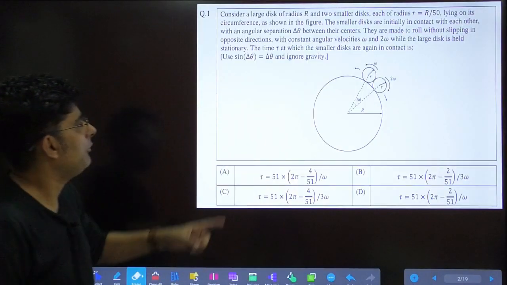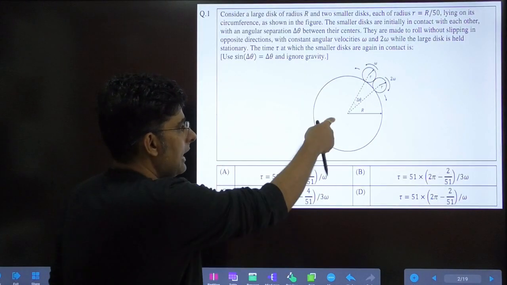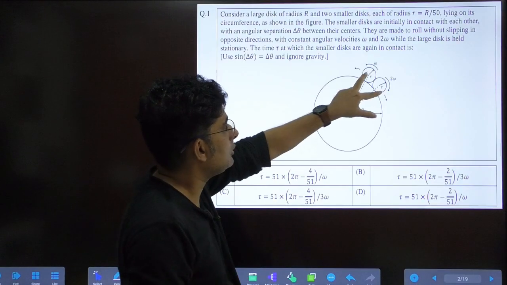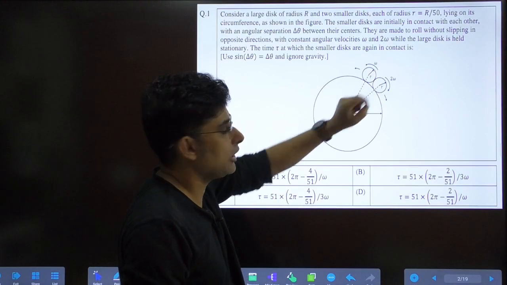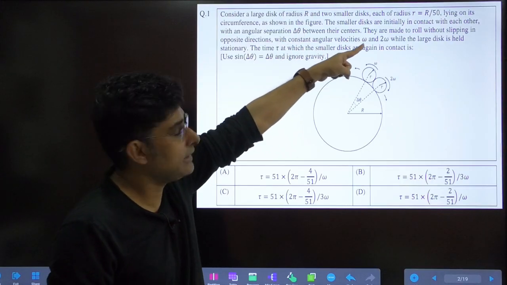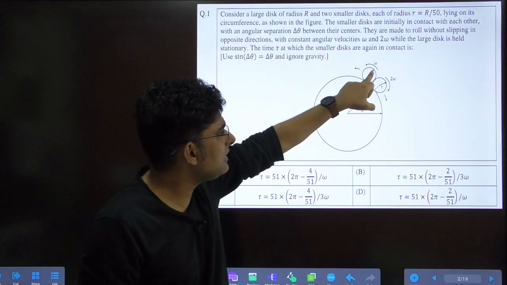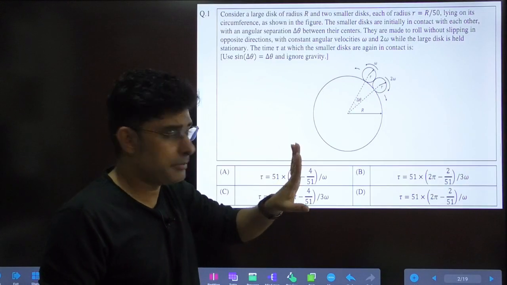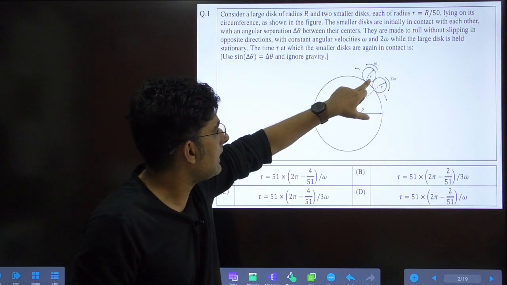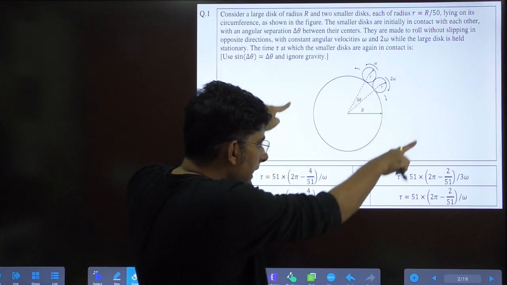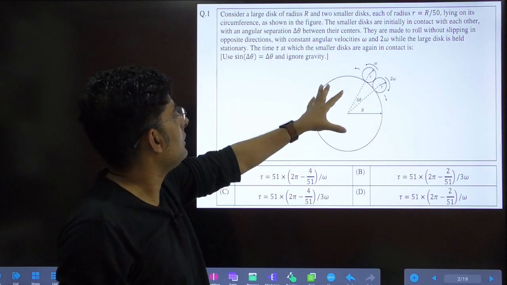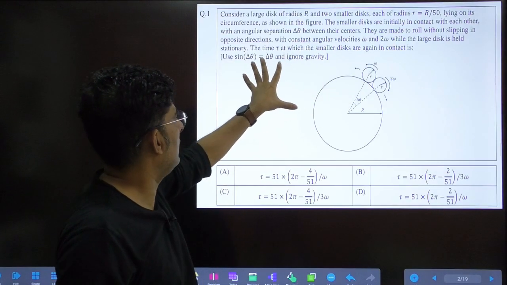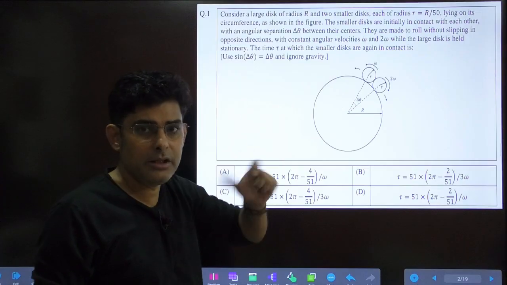So if you see the first question that they have asked, we have been given a static disk whose radius is capital R, and there are two smaller disks whose radius is small r each, and small r is given as capital R by 50. Now these two are made to roll with angular speeds omega and 2 omega without slipping, meaning pure rolling. Okay, so they are asking that when they will again come in contact, what is the time taken, or how much time tau we have to calculate when the disks will come in contact.